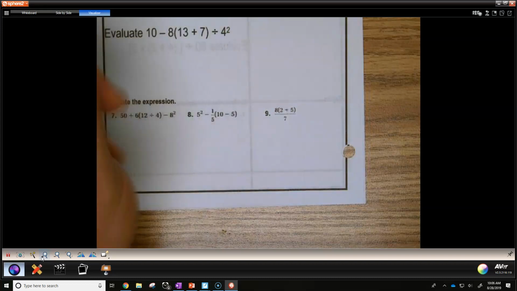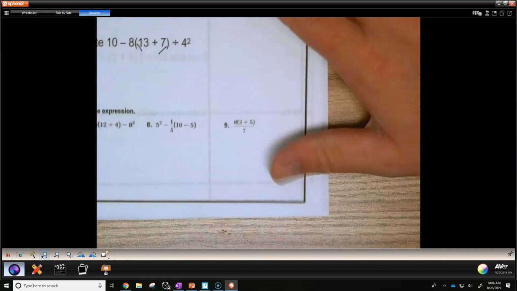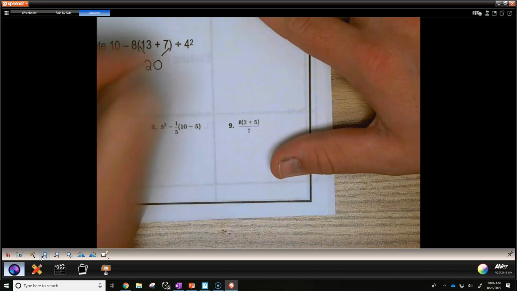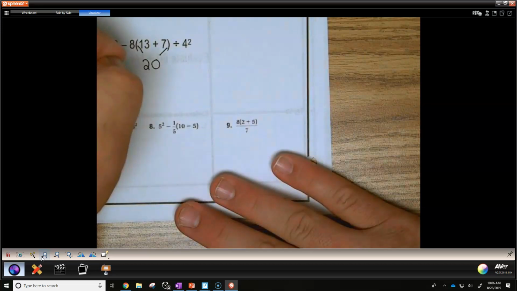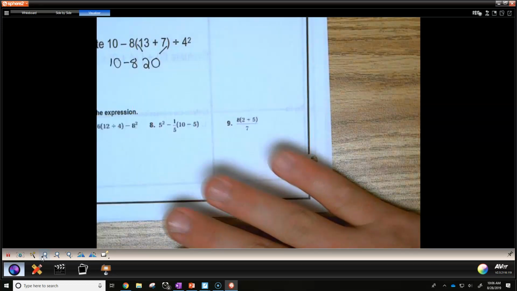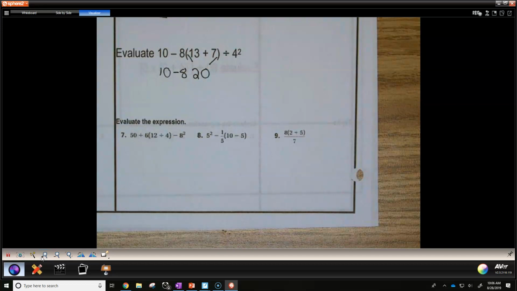Parentheses. So, here's where we're going to get tricky. 13 plus 7 is 20. Do I need to write parentheses around it anymore since I got it down to one number? Good. Let's rewrite our problem. 10 minus 8. Now, because we got rid of our parentheses, because we can, I don't have anything there. So is this now 10 minus 820? So what do I do there?